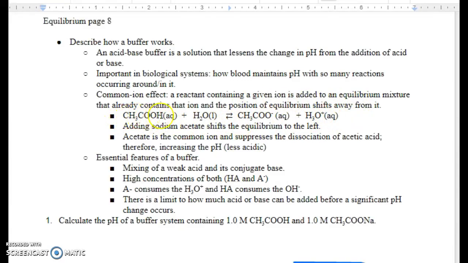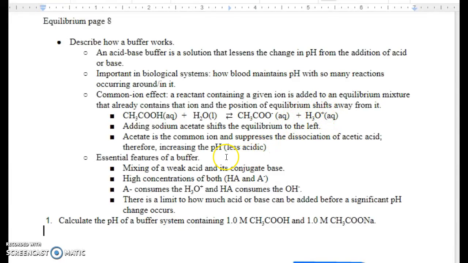So what I have here is the acetic acid equilibrium system, and we're looking at it from the perspective of adding sodium acetate, so that would add more of the acetate. That's the ion that you have in common, which would shift your equilibrium back towards the acetic acid, or to the left, and that therefore increases your pH because then there is less of this hydrogen ion.